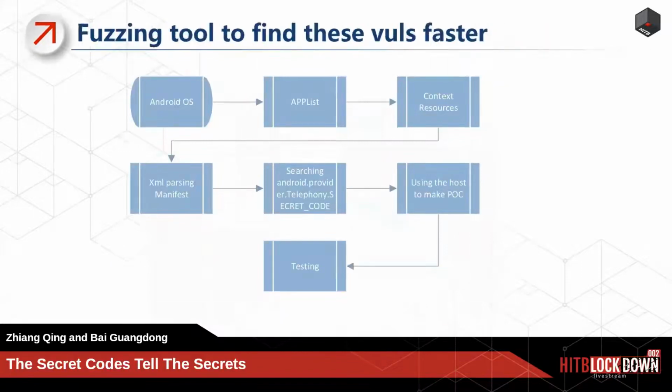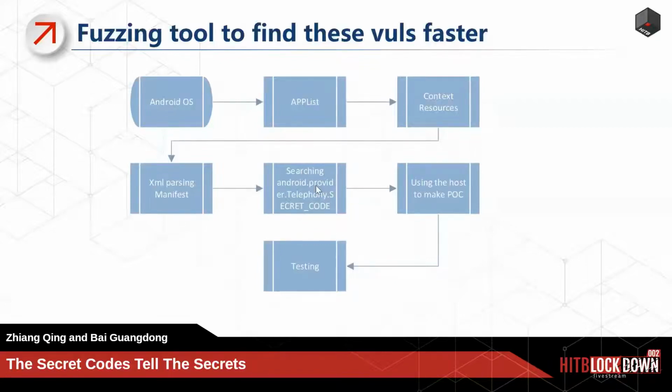Before I start answering your questions, I want to give you a very quick introduction on how we identified those vulnerabilities. We built a fuzzer to do this. We get the application list in a mobile device, and then through the context resources, we can get their AndroidManifest.xml. Through very simple parsing, we can find those applications which listen to the action name of the secret code intent.